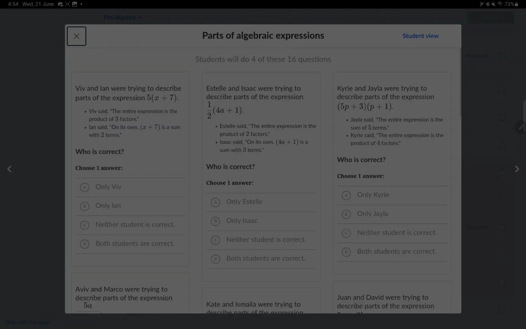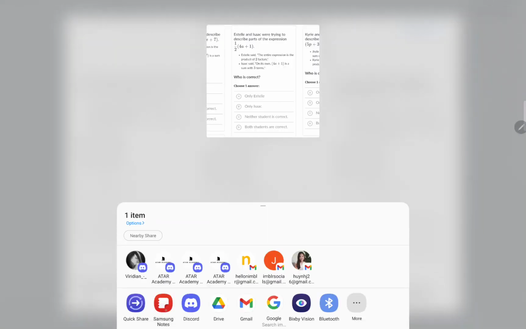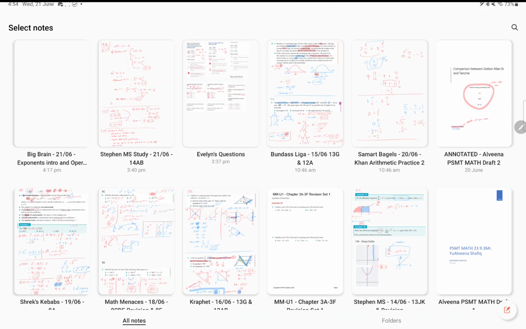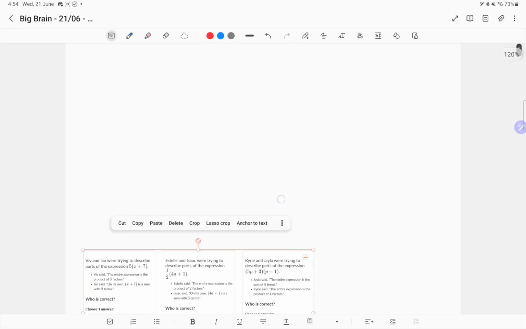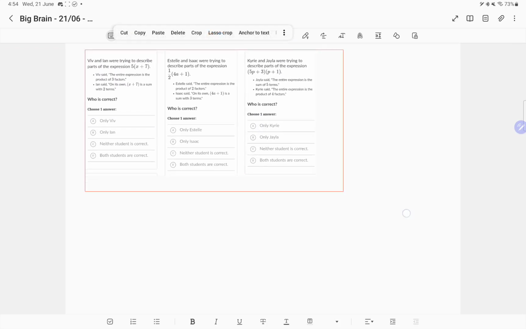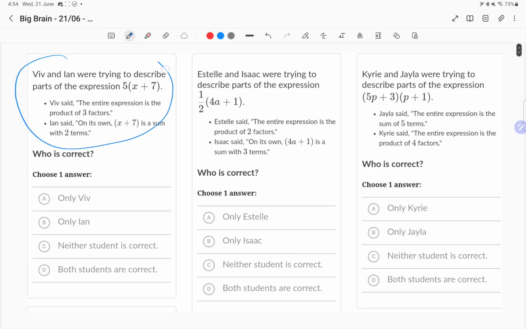Now I think this is the one that you will most likely have some trouble with. Look at this one first. Viv and Ian were trying to describe part of the expression 5 times x plus 7. So this is the expression here. Viv said the entire expression is the product of 3 factors. And Ian said on its own, x plus 7 is a sum with 2 terms.